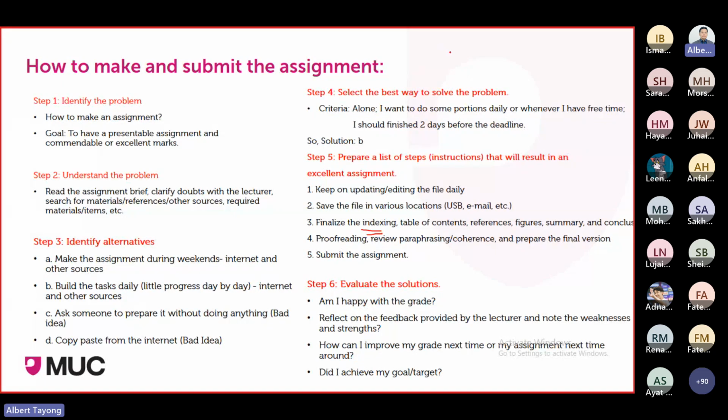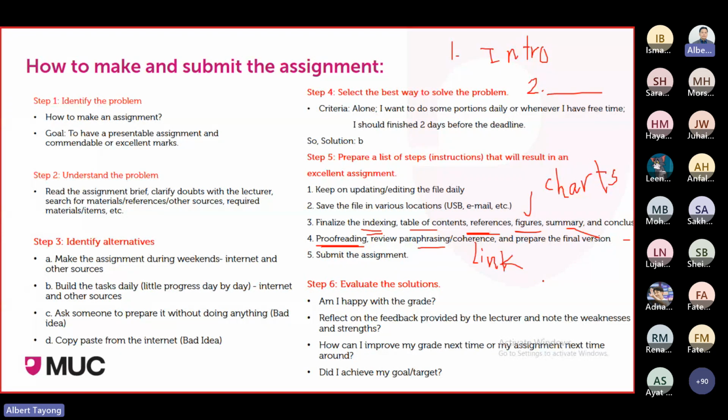So finalize your assignment. Indexing means numbering. For example, 1, introduction, number 2, okay, to make it more organized. Table of contents, references, you know this, figures, your charts, your graph, summary and conclusion. Proofreading, that means you are checking the mistakes, some errors, spelling mistakes, grammar, review your paraphrasing.